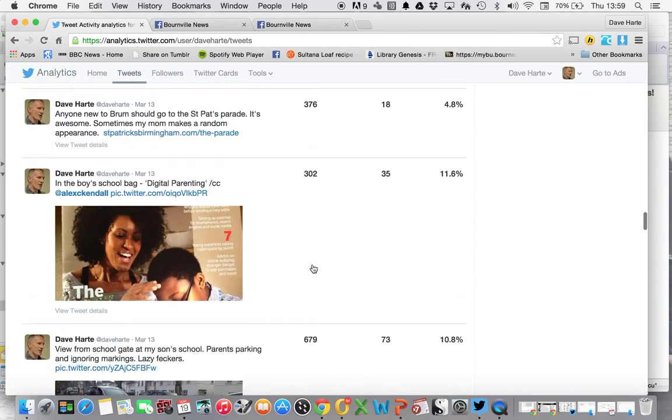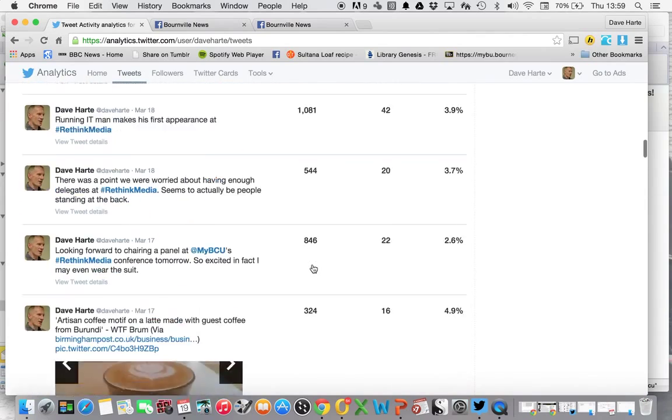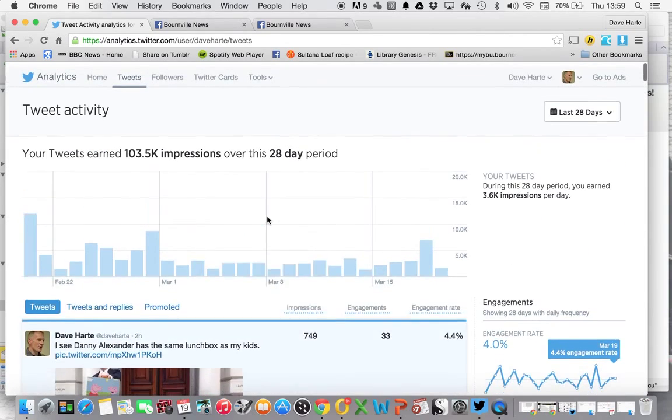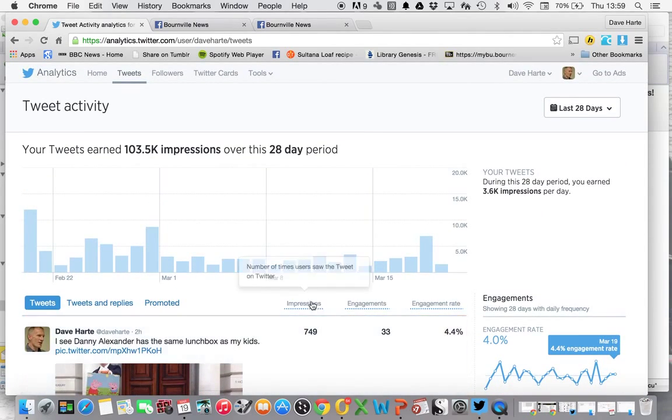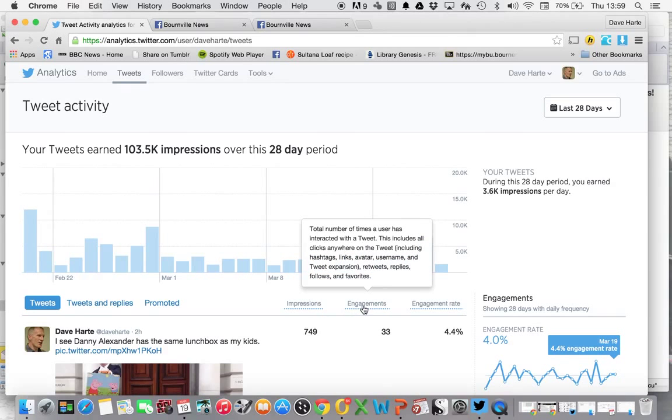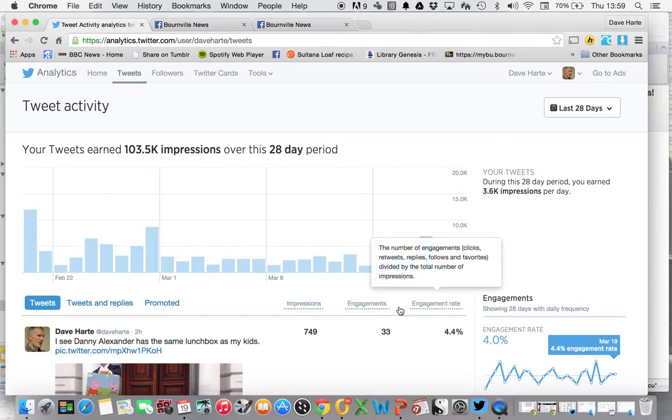Okay, so the Twitter dashboard, let's look just at a couple of other things. So we got a sense of impressions, the number of times it was seen on Twitter, engagement, some form of engagement, and then the engagement rate.